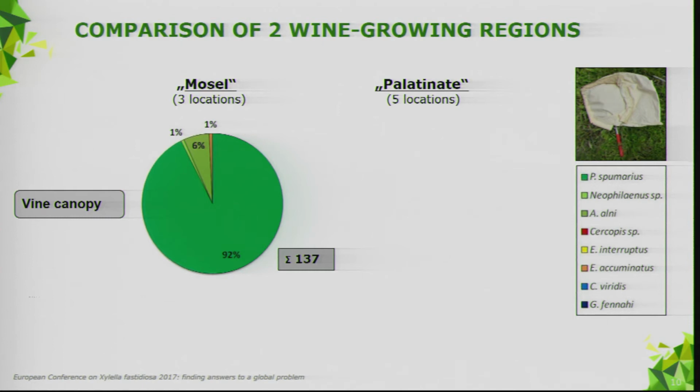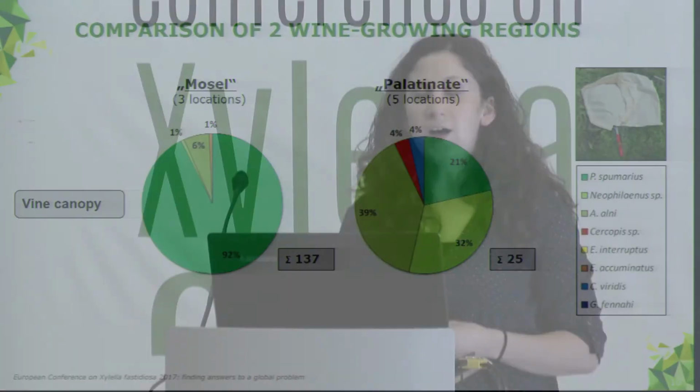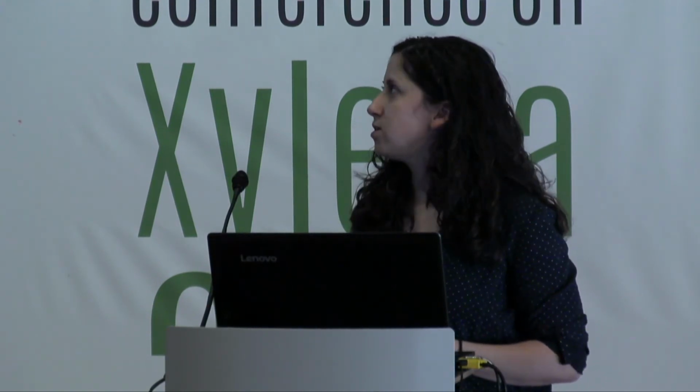If we compare the xylem-feeder spectrum of these 2 wine-growing regions, Mosel and Palatinate, in the vine canopy, we can see that most of all Philaenus spumarius was present in the canopy, whereas in the other wine-growing region it looks a little bit different. We had, beside Philaenus, Aphrophora alni and Neophilaenus species. And this example shows us that we have regional differences in the xylem-feeder spectrum as well as in the density.